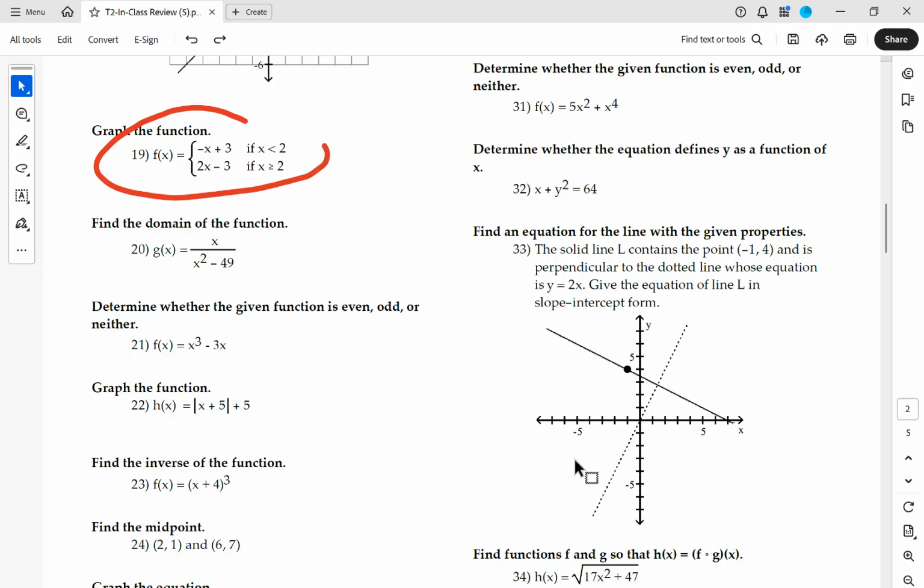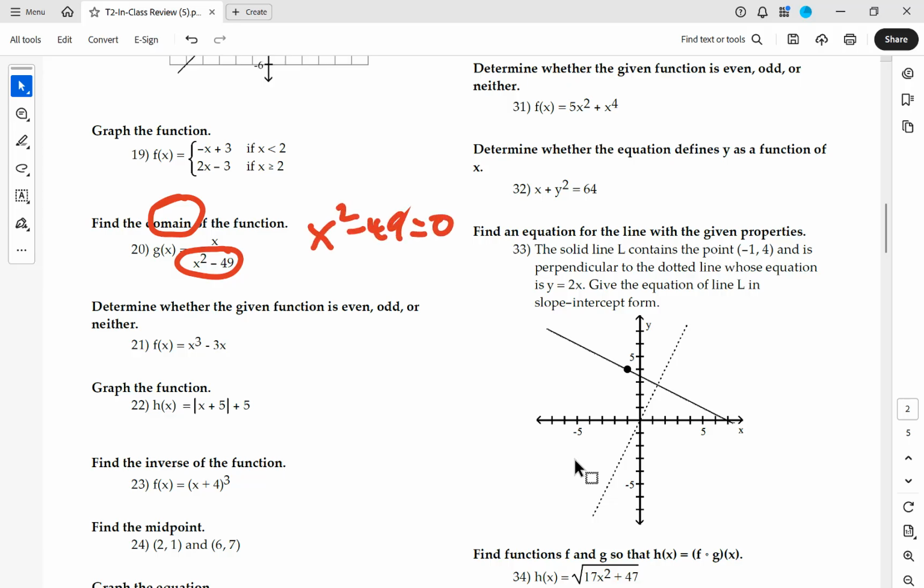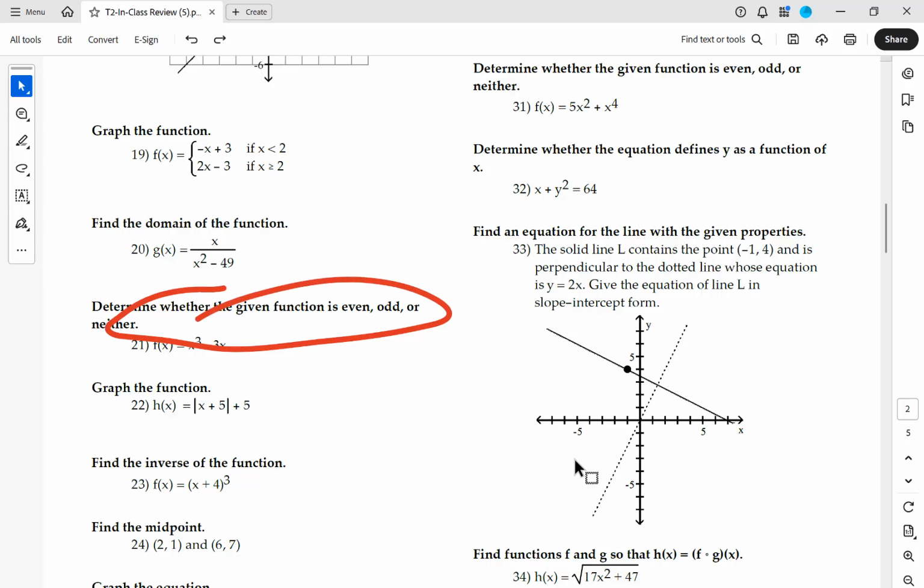This is a long story, but just be sure you know how to graph piecewise functions. Again, you're finding domain. Since it's a fraction, you should know the rule is to set the denominator equal to 0, and you should know what to do after that. This idea we discussed a moment ago. Again, be sure you know what the graph of the absolute value looks like.